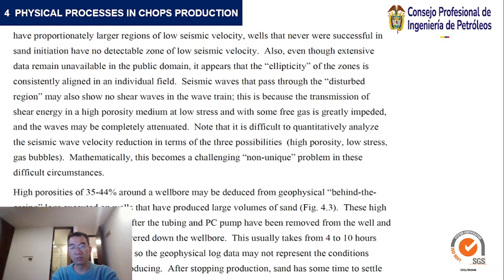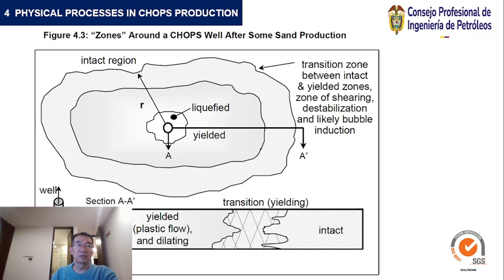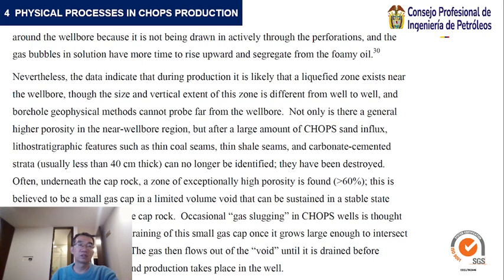After stopping production, sand has some time to settle. This figure shows us zones around a CHOPS well after some sand production, around the wellbore because it is not being drawn in actively through the perforations, and the gas bubbles in solution have more time to rise upward and segregate from the foamy oil.